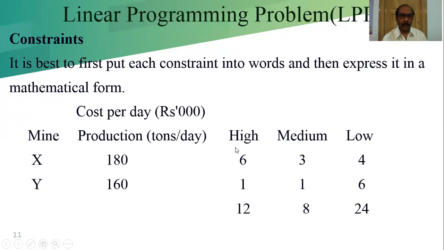So what we'll get in a week is 6x plus 1y, that is the high grade quality. 3x plus 1y is the medium grade quality, and 4x plus 6y we will get the low grade quality. And this gives us the profit, that is the production. That means 180x plus 160y. With the help of that we will get the objective function.